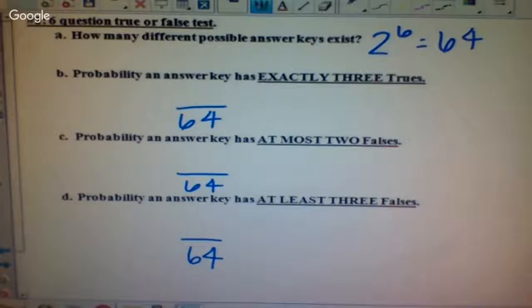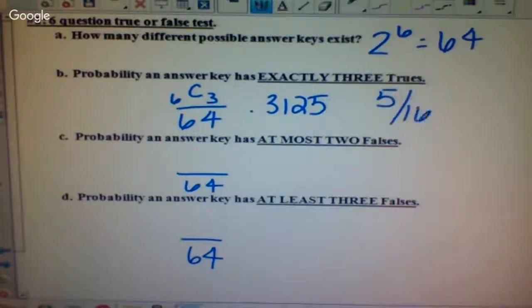So in part B, they want exactly 3 truths. How do I write exactly 3 truths? 6C3. I have 6 questions and I want exactly 3 of them. Next one, 3125, which is also 5 out of 16.